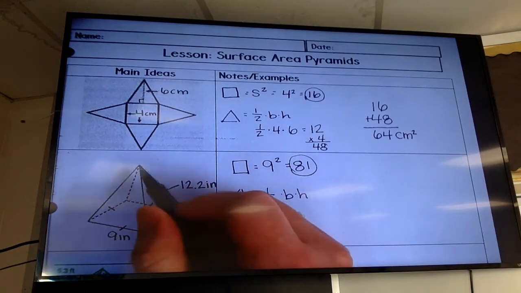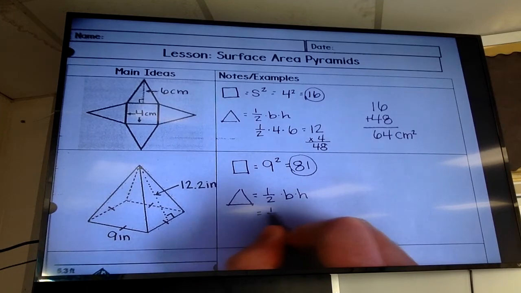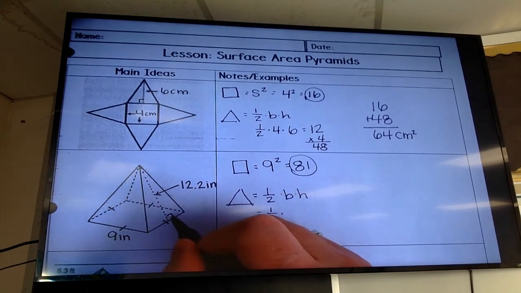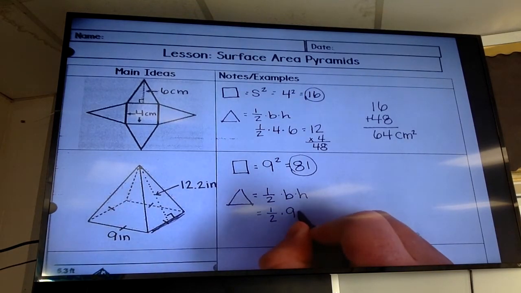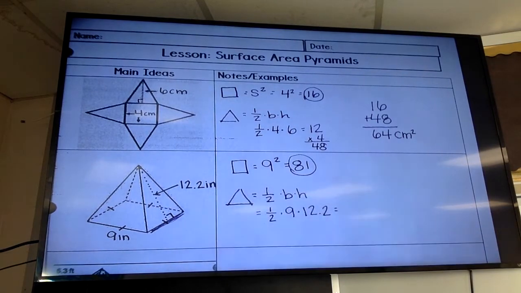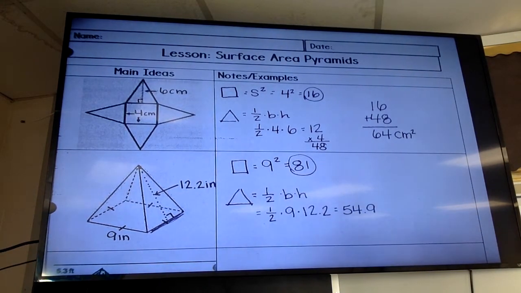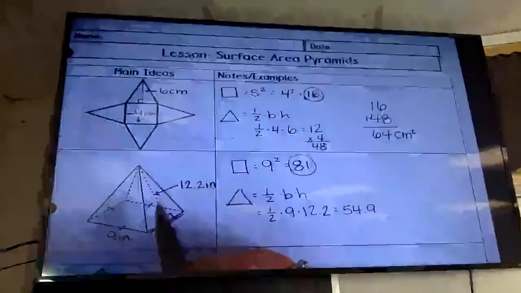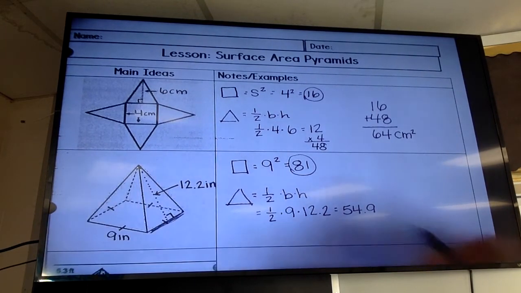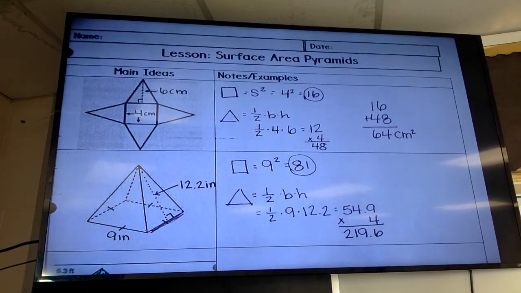Here's a triangle that shows the altitude of my triangle, so I'm going to use that triangle to help me. Here's my 90-degree angle. I need to know the measure of this right here, and since it's a square and all sides are the same, I know it's 9. And the height of that triangle is 12.2. When I figure it out, one triangle is worth 54 9/10. But I don't have one of those triangles, I have 4 of them that make up my pyramid, so I'm going to multiply that number times 4, and I'll get 219 6/10.